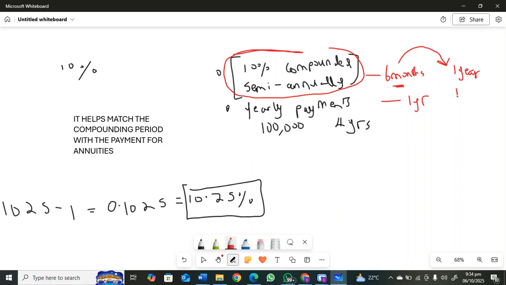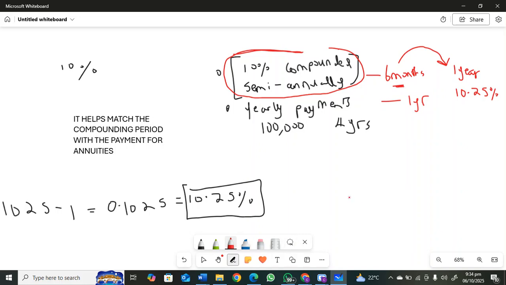We say the effective annual interest rate is 10.25%, because this is the interest you get after a year. All right. So now once you have matched the compounding period and the payment period, you can now get the present value for your annuity.